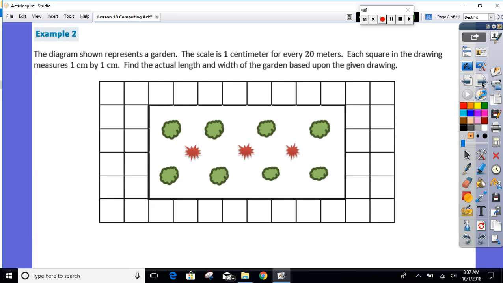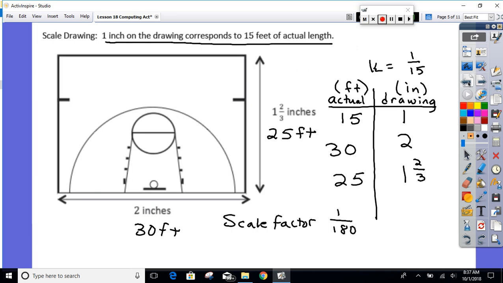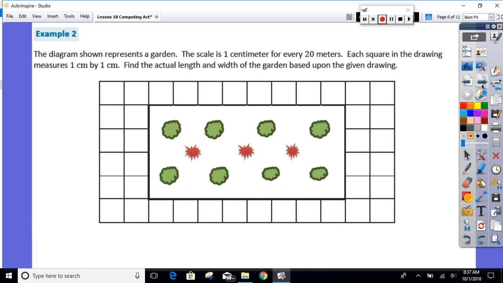I would like you to make a table of the drawing to the actual, or actual to the drawing, just like we did here. We did actual and drawing. So I want you to do that. Make a table of actual lengths, I'm going to have to use some abbreviations here, to the drawing, and figure out the actual length and width of the garden. Okay, I'll give you a minute or two to do that.